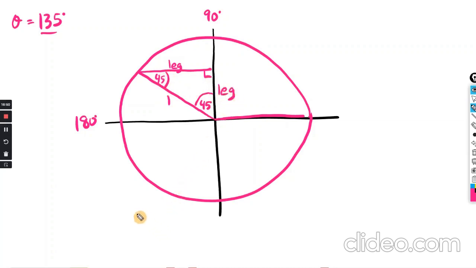Okay, so I'll leave it there for you to finish, but the process is basically the same as before. The only thing you have to remember in this case, that this point right here, the end of the radius here, the x's are going to be negative, so the cosine is going to be negative, but the y value is going to be positive, so the sine is going to be positive. Other than that, you're just using the special right triangle method once again.